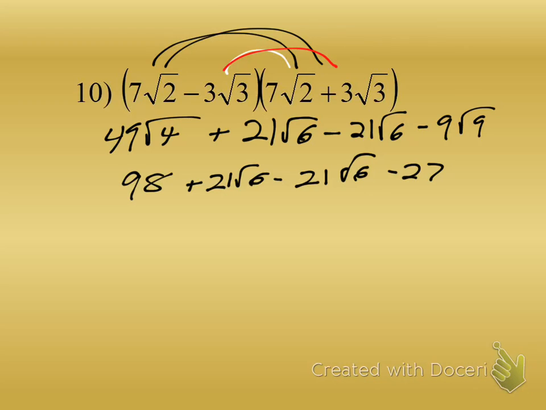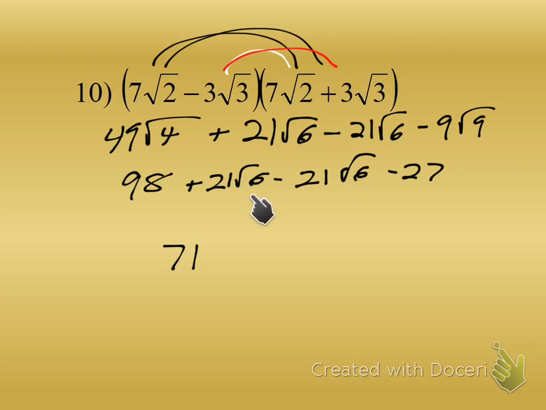Now go through and combine like terms. Okay? How many sets of like terms do we have on this guy? 2. Good catch. 2 sets, 4 terms, okay? 2 sets. First set, 98 minus 27. 71? Yes? Okay.